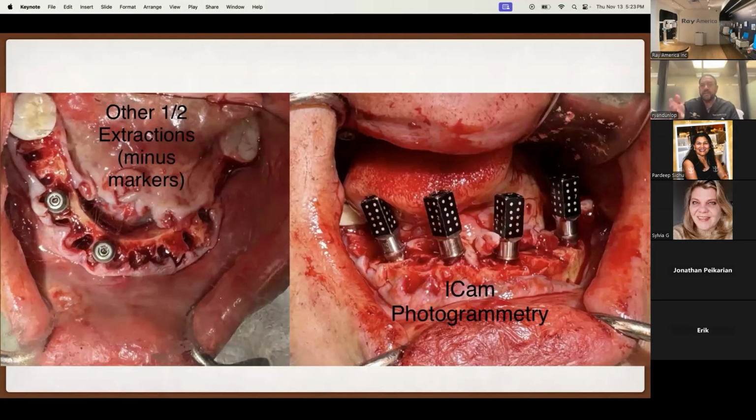So you can see again, registering the implant positions during surgery using photogrammetry. This is much more accurate and more reliable than any other method for registering where your implants are in surgery.